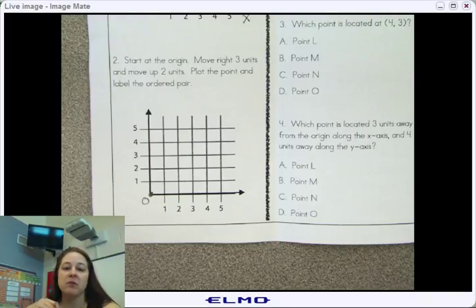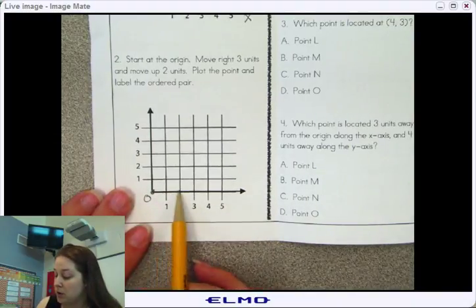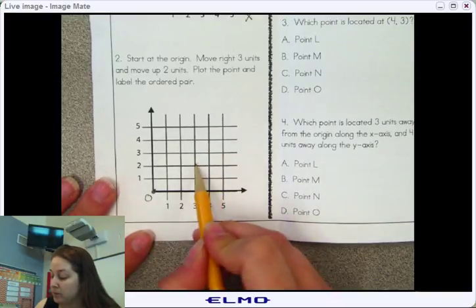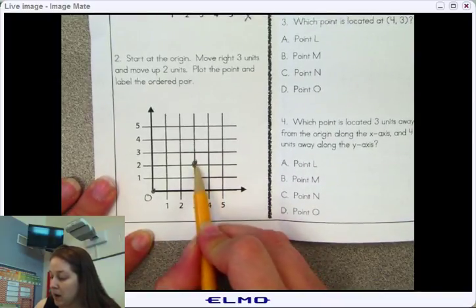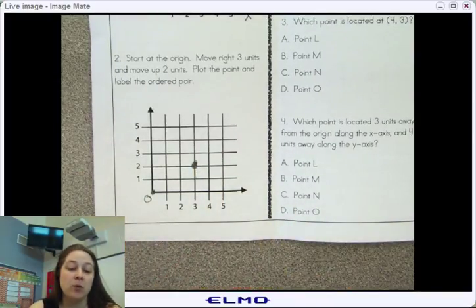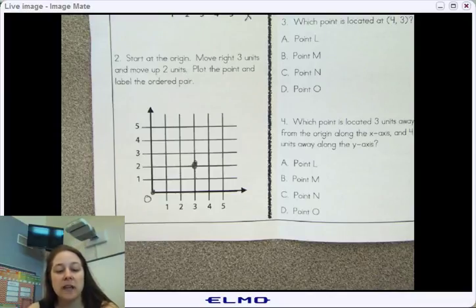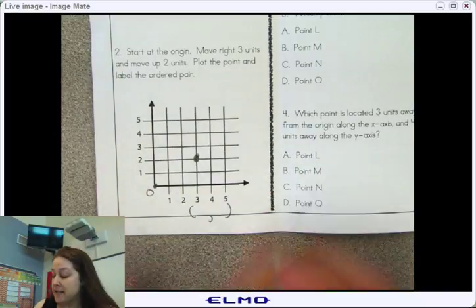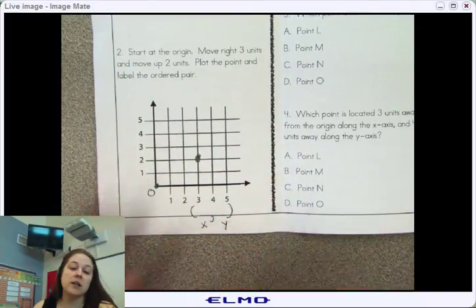So now it's going to tell you to move 3 units right. So this is our right, 1, 2, 3, and then I'm going to move 2 units up. 1, 2. And then it wants you to label that ordered pair. In order to write your ordered pair, you're going to write it as an X and a Y.